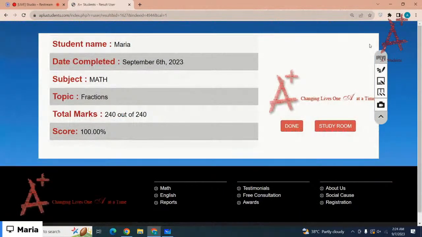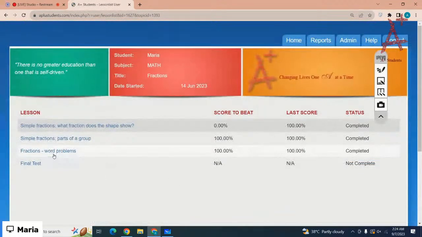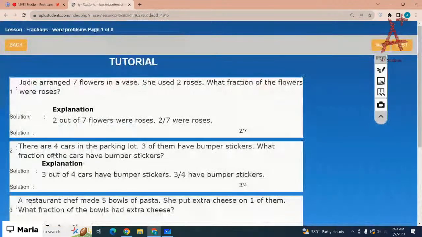Okay, we are done with the lesson. Let's start with the next one. That is, I think, word problems, fractions, word problems. Yes. Let's start with the next lesson, that is fractions, word problems. Okay, let's start with the first example.